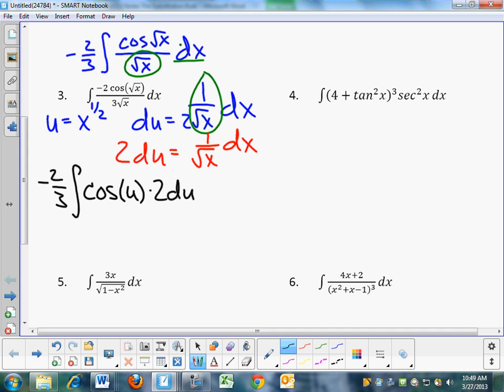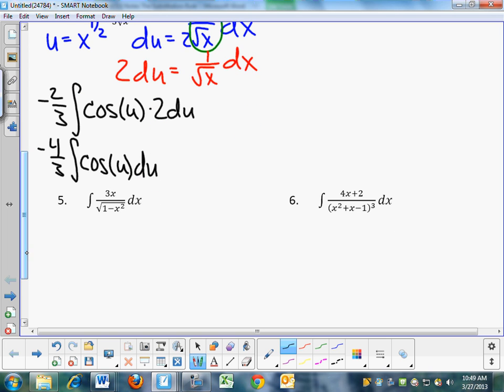You don't like the 2, so what do you do with it? Negative 4/3 integral of cosine of u du. Antiderivative of cosine? Sine. So we've got negative 4/3 sine of u, which is the square root of x, plus c.